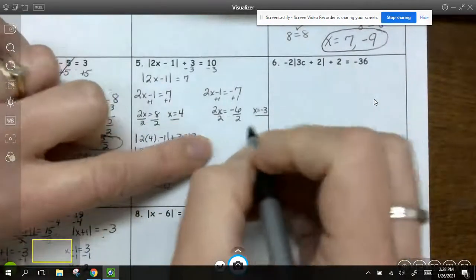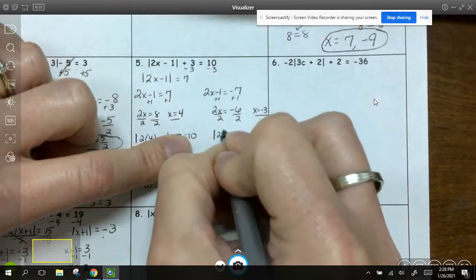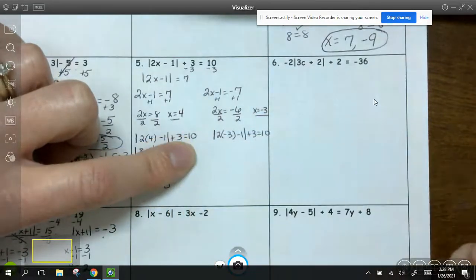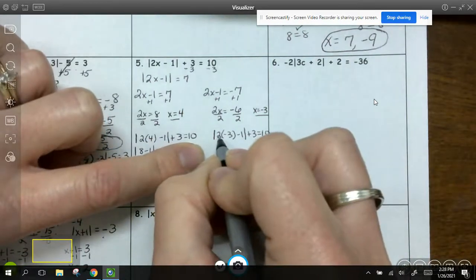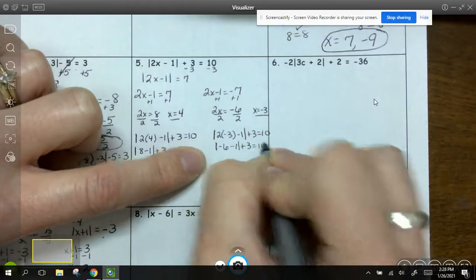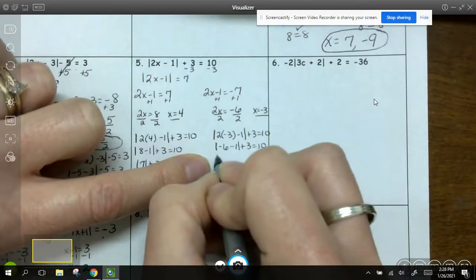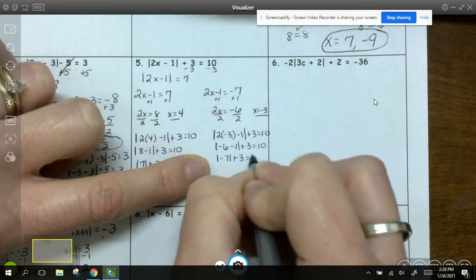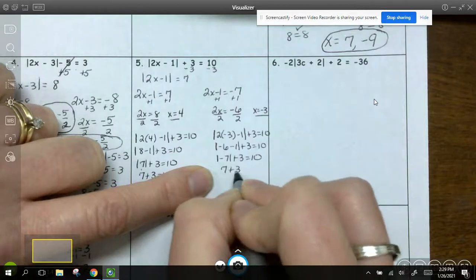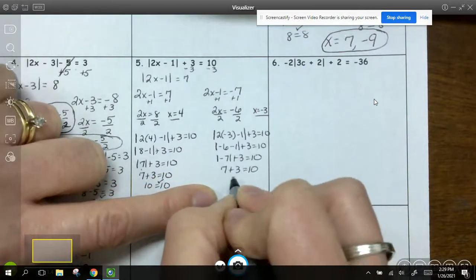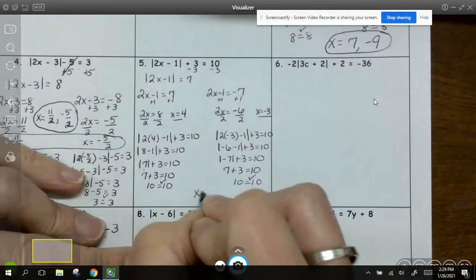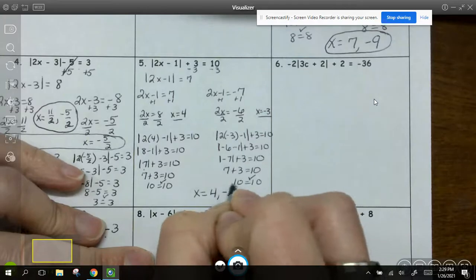Okay, let's try x equals negative 3. Absolute value of 2 times negative 3 minus 1 plus 3, does that equal 10? Okay, 2 times negative 3 is a negative 6. Negative 6 minus 1 is negative 7. The absolute value of negative 7 is 7. And 7 plus 3 is 10. So that one works as well. So we have two solutions here, x equals 4 and negative 3.